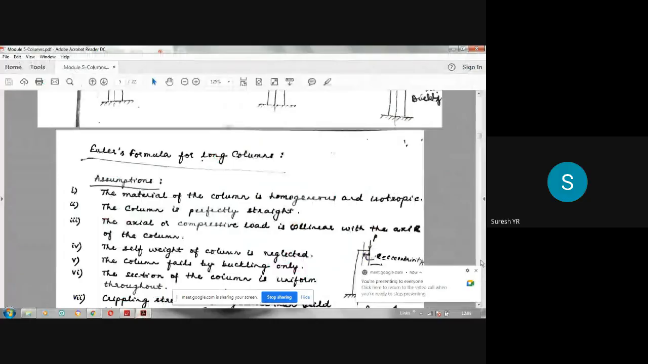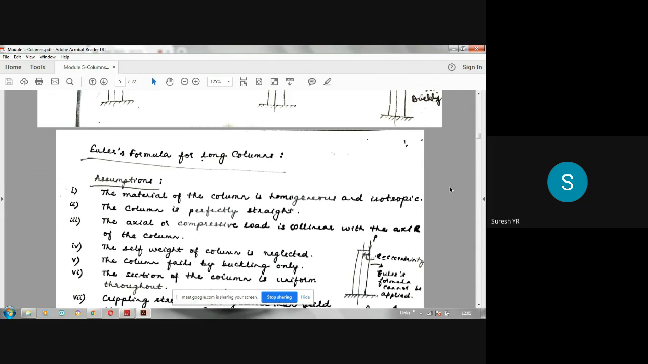In the last class, I explained the concept of columns. A column is a compression member, taking only compressive force, and we discussed the types of column: short column, medium column, long column, based on the values of L by D ratio as well as slenderness ratio. Then how the columns fail.